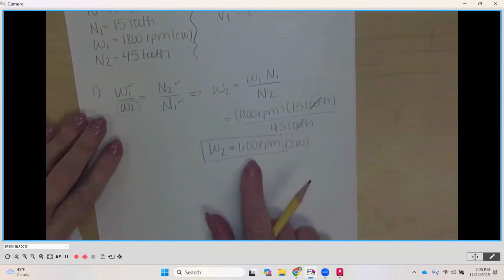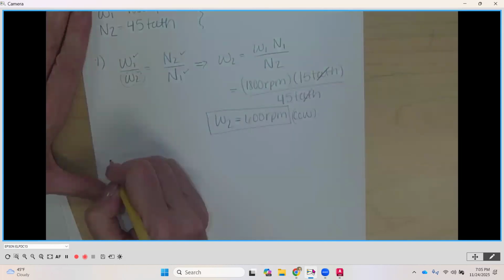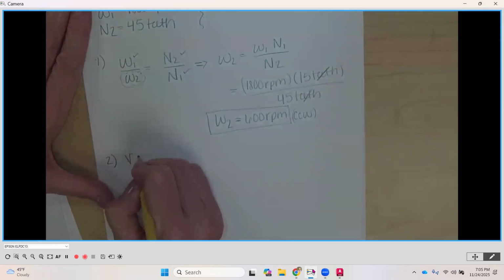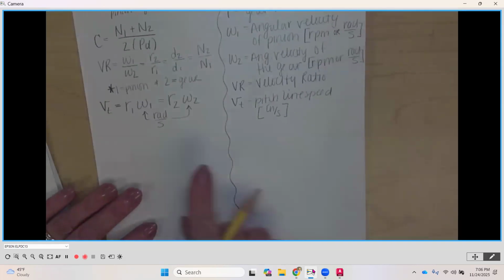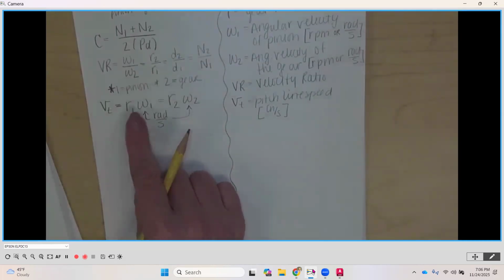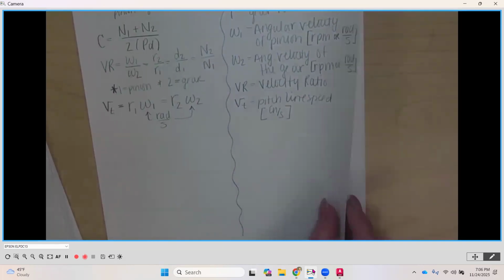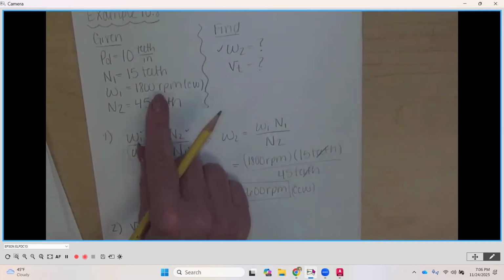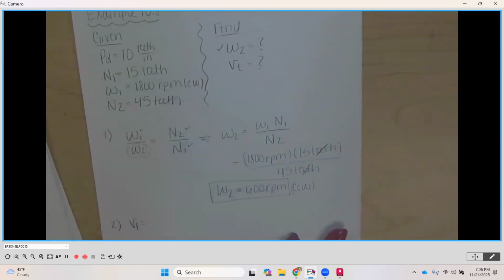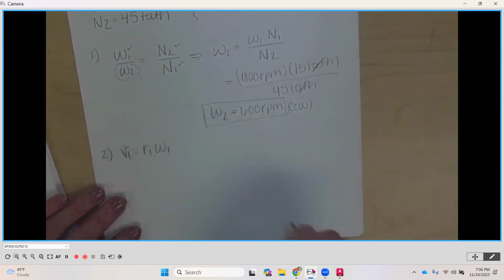Now that we know the rotational speed here, that takes care of W2. We need to find the pitch line speed. So number 2, pitch line speed, VT or VP, equal the same thing. It's going to be the radius times the rotational speed of one of the gears, okay? Now, when we look at the gears here, rotational speed-wise, we were given the 1800 for W1. So for the pinion, I'm going to use the pinion to calculate this value. So I know this needs to be R1 times omega 1.